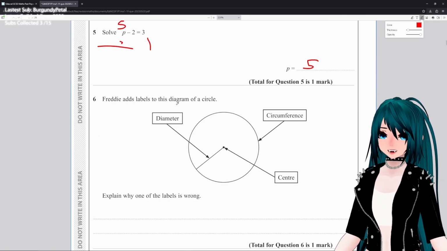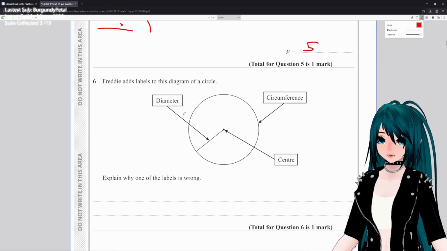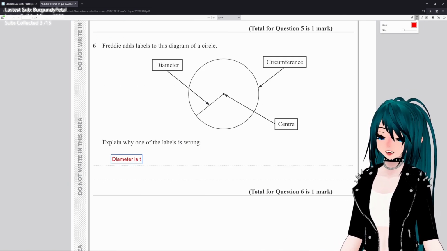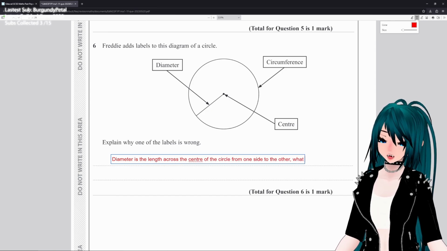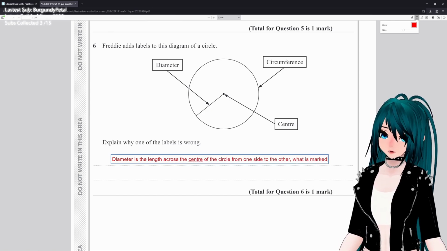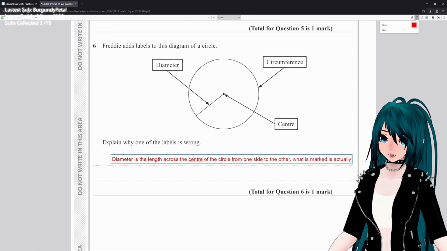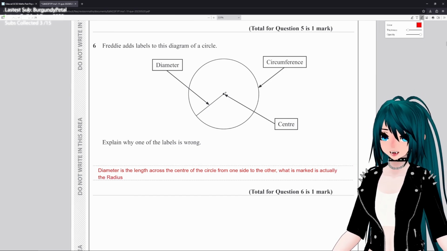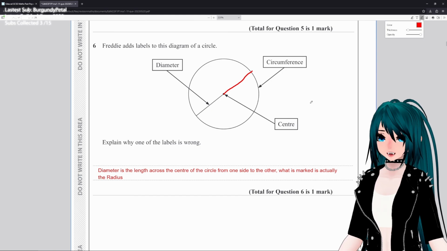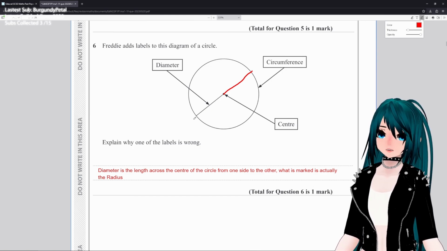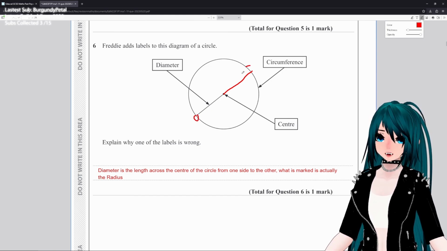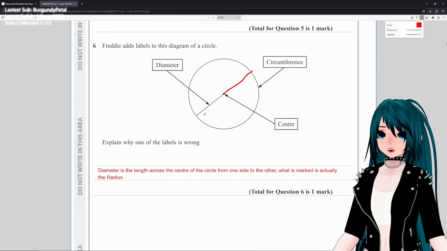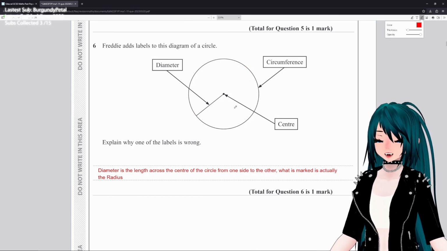Freddy adds labels to this diagram of a circle, okay? Explain why one of the labels is wrong. What is marked as the diameter is actually the radius. Like if he did this across, that's the actual diameter. It's from one side here to the other side with a line that goes through the center. That's the diameter. But from the center out to the side is the radius.